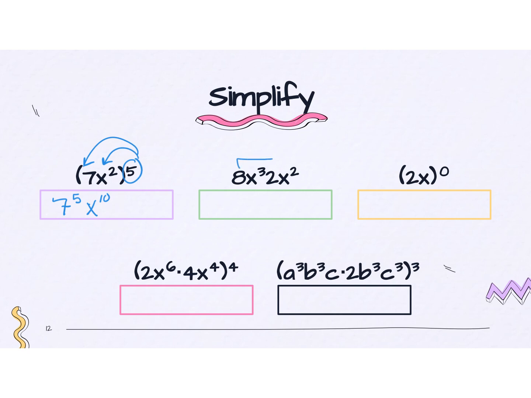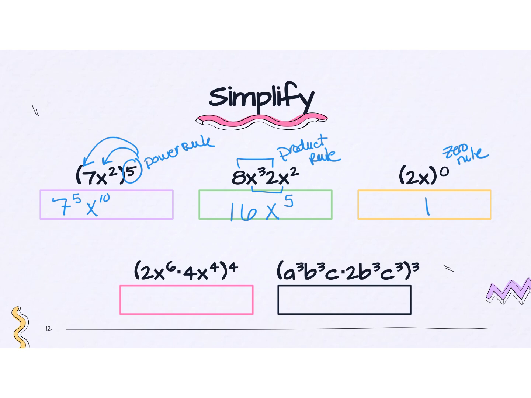For these, I'm going to combine these two and then these two. I have 8 times 2, which is 16. Keep the base, add the exponents. Product rule. And this is the power rule. This is our 0 rule. Anything to the power of 0 is 1.